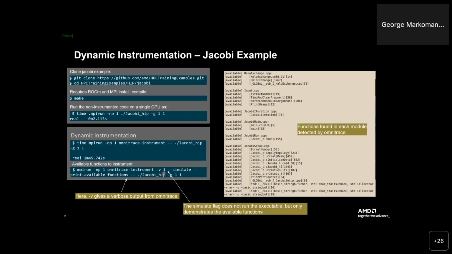Now, here the -v, okay, is a verbose output of Omnitrace. The --simulate flag does not run the executable, but only demonstrates the available functions. And then it starts printing all the available functions from everywhere. And this can be a significant list. So here you can see that you access really a lot of functions and other modules and libraries, and this takes a lot of time and overhead for the application.